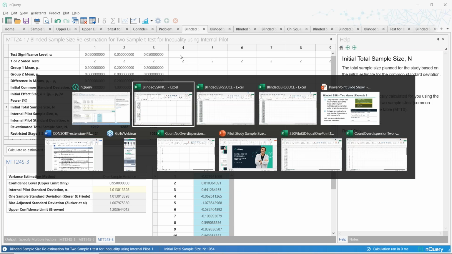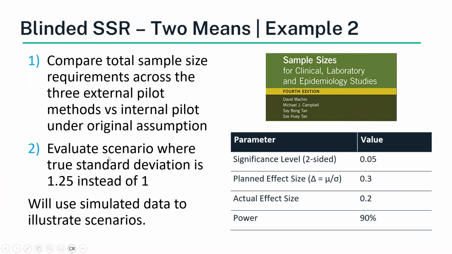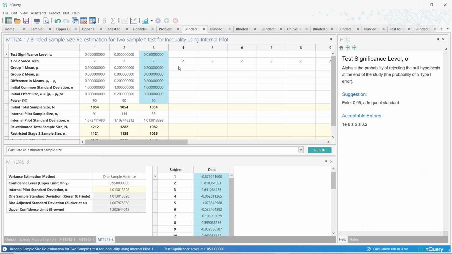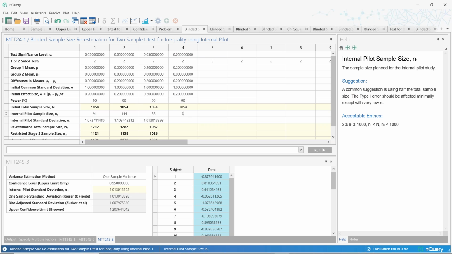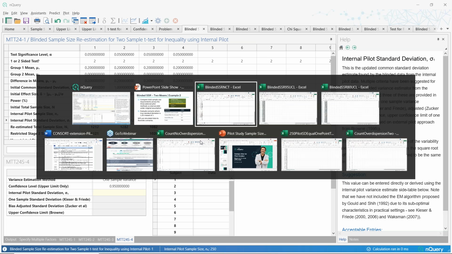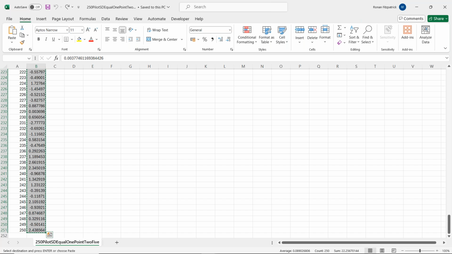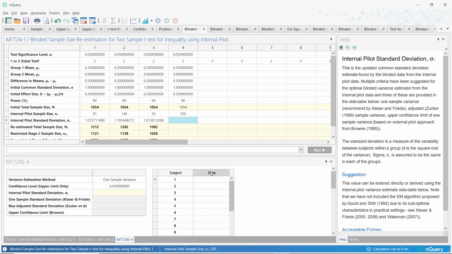So if we go back to our slide here, what if the true standard deviation was 1.25 instead of 1? Effectively, we have the exact same situation here, where we calculate it based on 1054. But what if the true standard deviation was actually 1.25? And what I've done here is I've just created a pilot study set where it's equal to 1.25. And then I'm going to input that here.